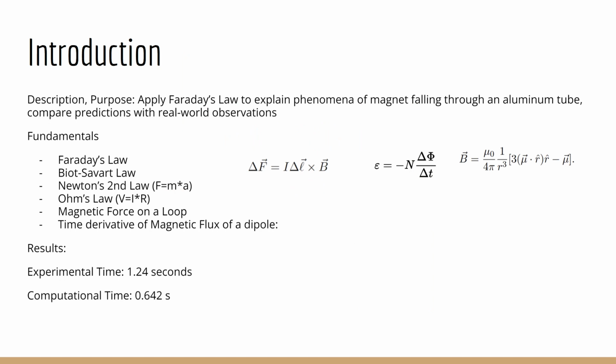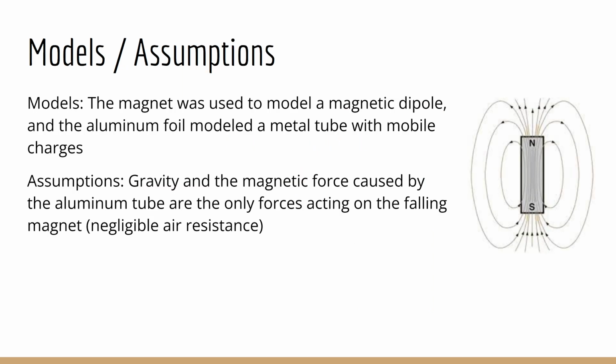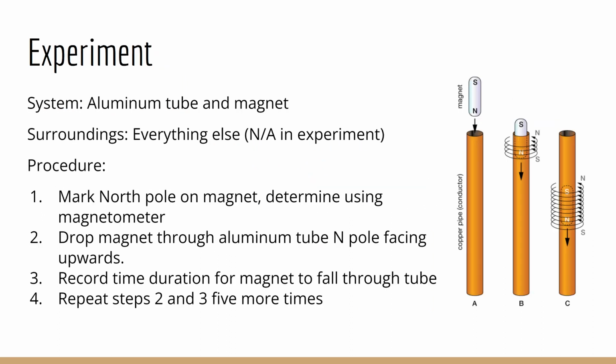The major findings of this lab were that the experimental time was 1.24 seconds on average, but the computational time we expected was 0.642 seconds. So, models and assumptions. The magnet was used to model a magnetic dipole, and the aluminum foil modeled a metal tube with mobile charges. Some assumptions were that gravity and the magnetic force caused by the aluminum tube are the only forces acting on the falling magnet, so we have negligible air resistance.